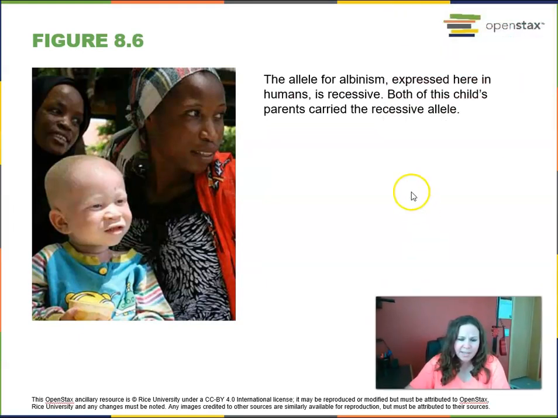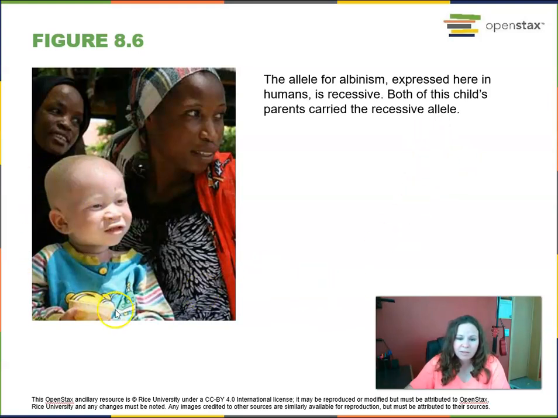Albinism is an example of a trait that can be found in many animals, including humans. It means that you're not making pigment, so you have a lighter coloration. It's a recessive condition, recessive allele. So we could choose a letter like little a for albinism, and big A would be normal pigmentation.